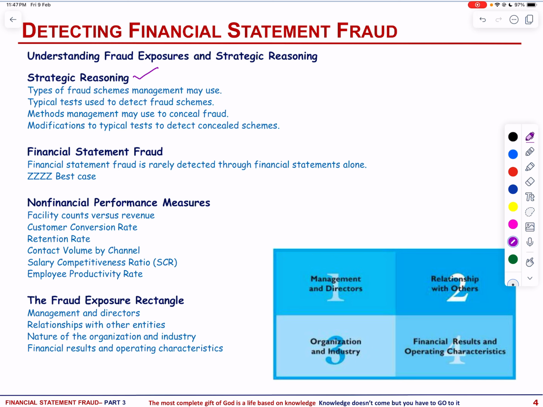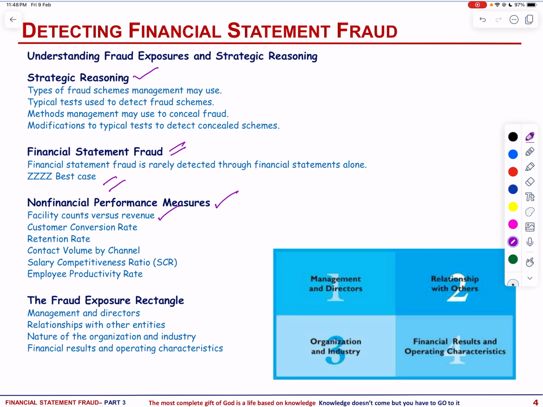Then financial statement fraud detection involves analyzing changes in financial data over time and comparing them to real world activities to reveal inconsistencies. For instance, in the ZZZZ Best case, comparing reported financials to actual projects uncovered frauds. Non financial performance measures like facility counts versus revenue can signal fraud risk.